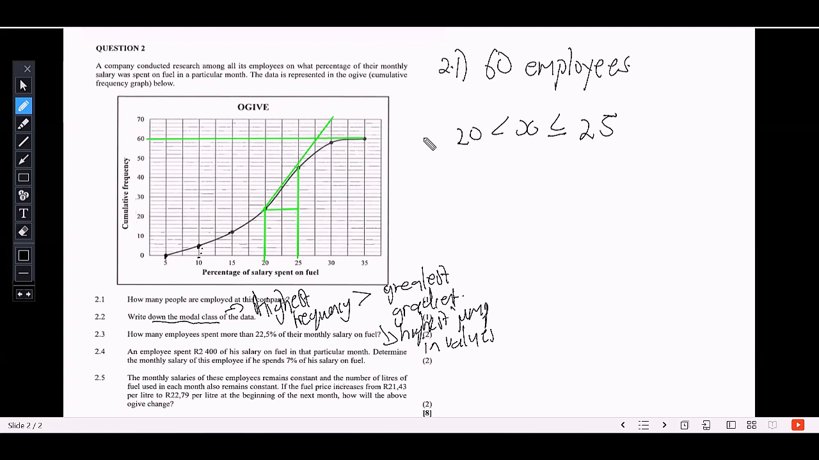So that's our interval for 2.2. That's the modal class. Remember, when we write the modal class, we write it in terms of the interval. So it's between 20 to 25.